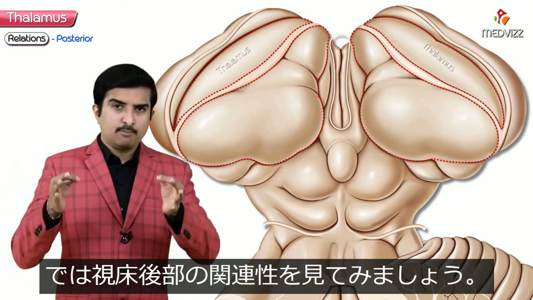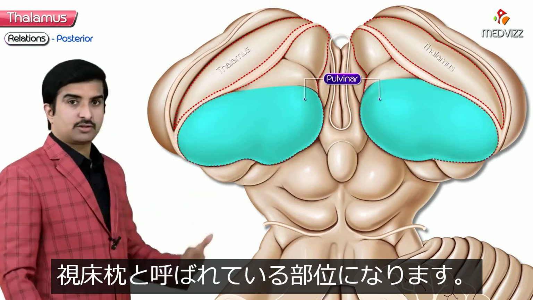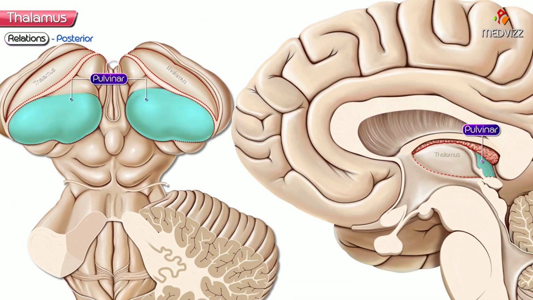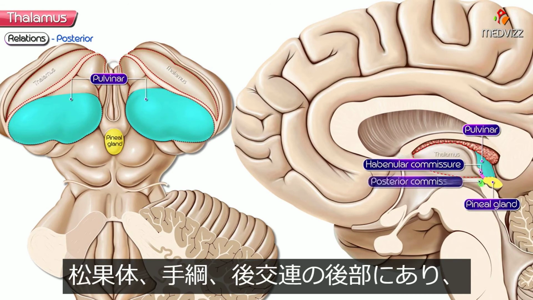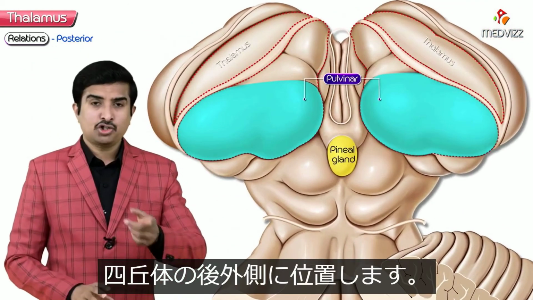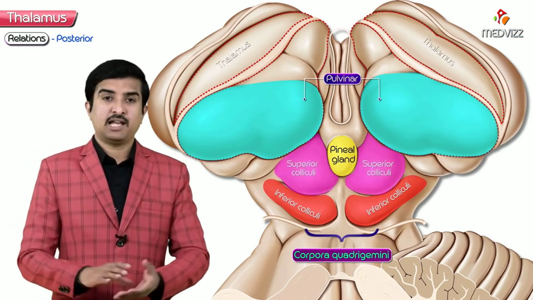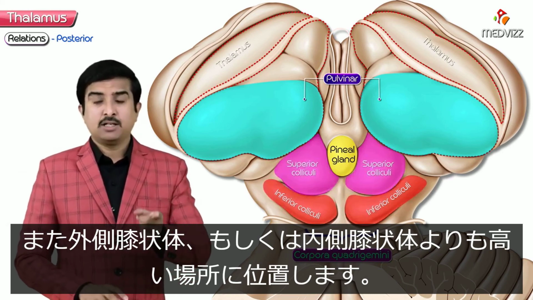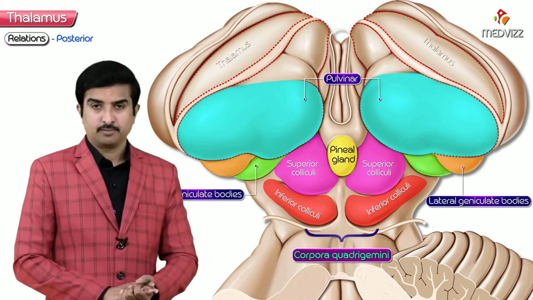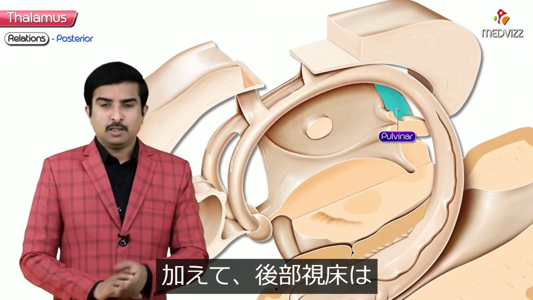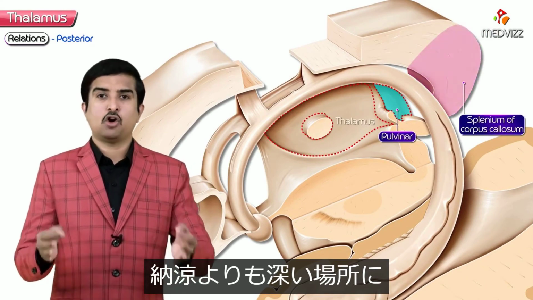The posteriormost aspect of the thalamus is known as the pulvinar. Each pulvinar is lateral to the pineal gland, the habenular and posterior commissures, and posterolateral to the corpora quadrigemini, which are nothing but the superior and inferior colliculi, and superior to the medial and lateral geniculate bodies. Additionally, the posterior thalamus is deep to the splenium of the corpus callosum.